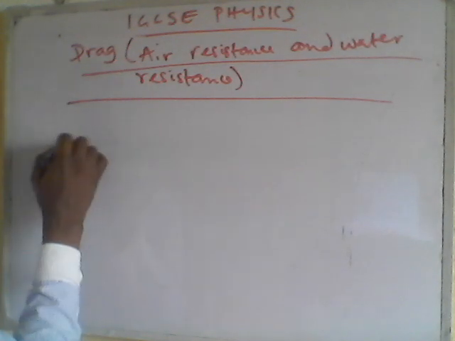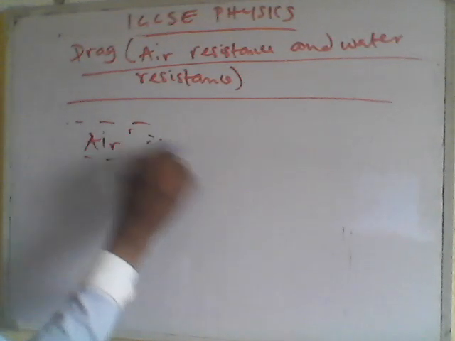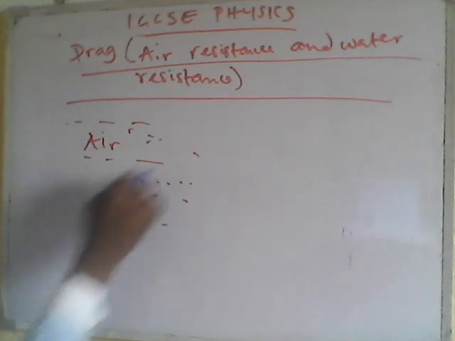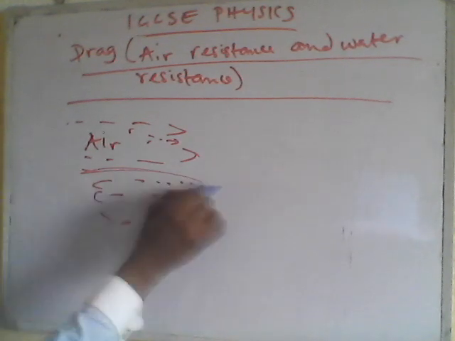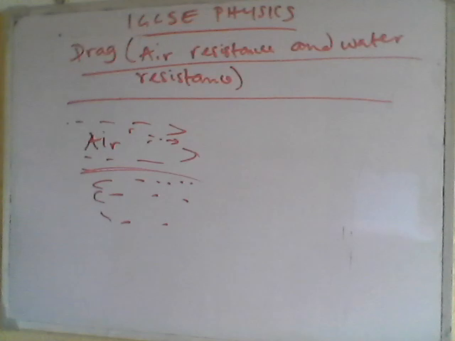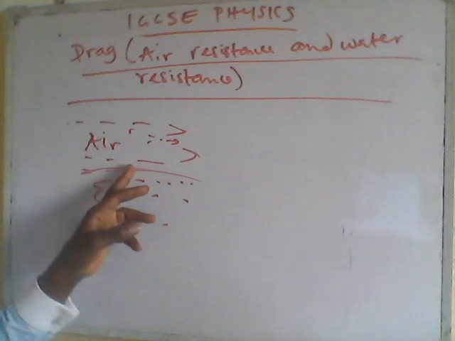So I have air going this way, maybe another air going this way. So this is the direction of the first air and the direction of the second air. In between the two of them, there's what they call drag. So drag is actually a kind of friction that acts when an object moves through a fluid, air or water. Okay, so if that object is moving through a fluid, air or water, we call it drag.